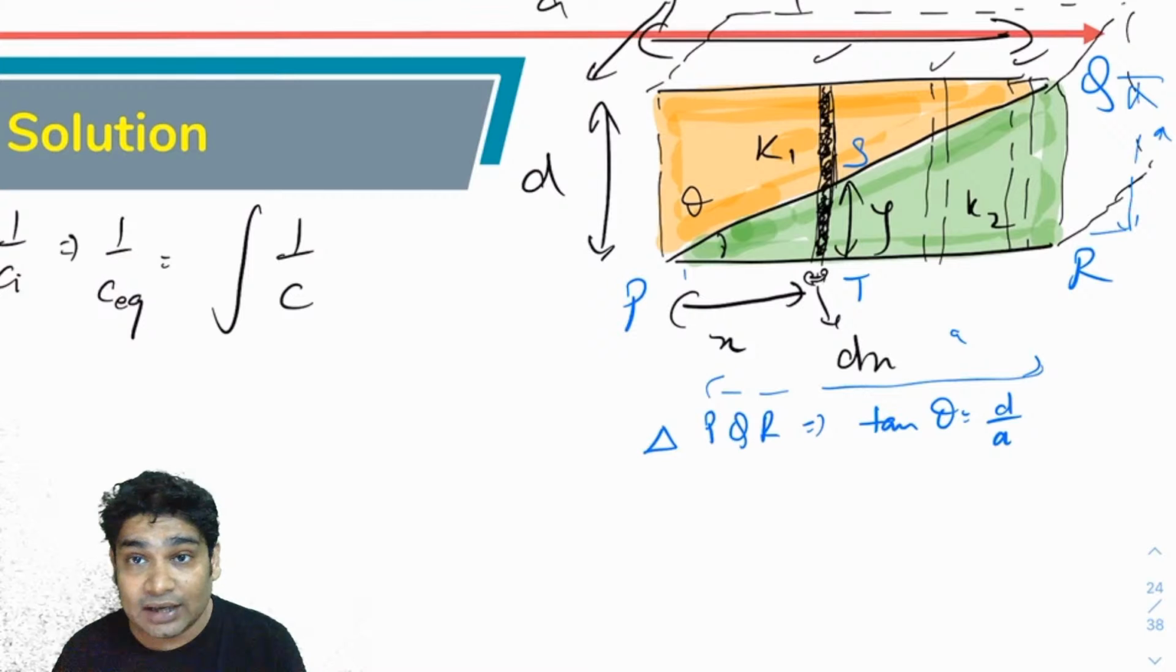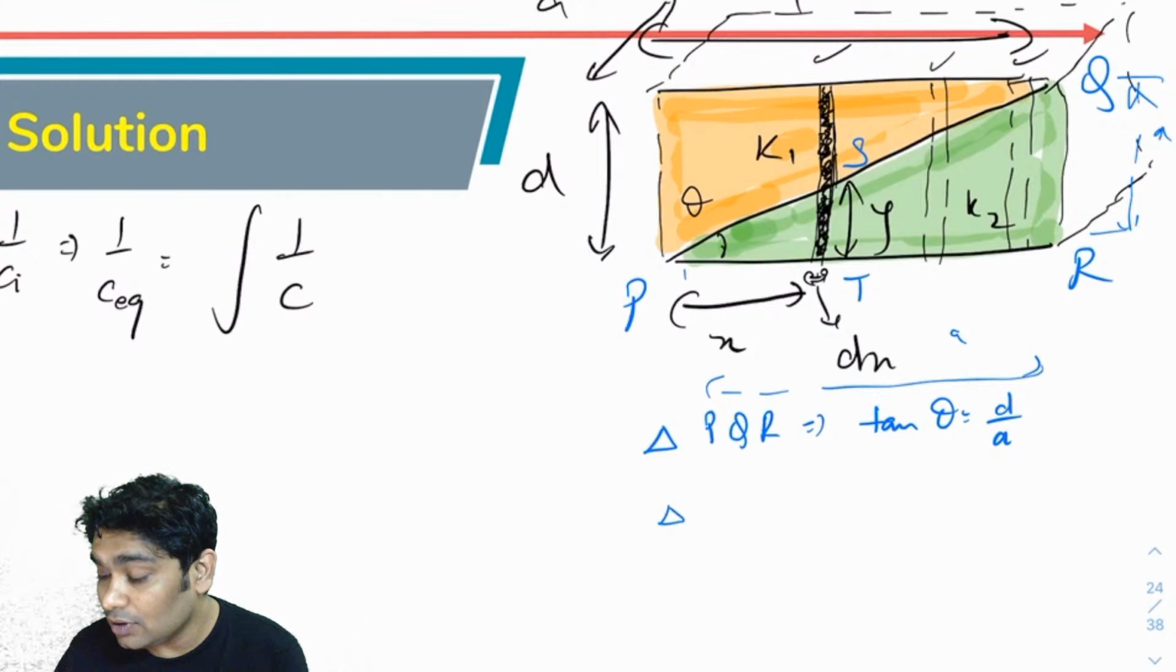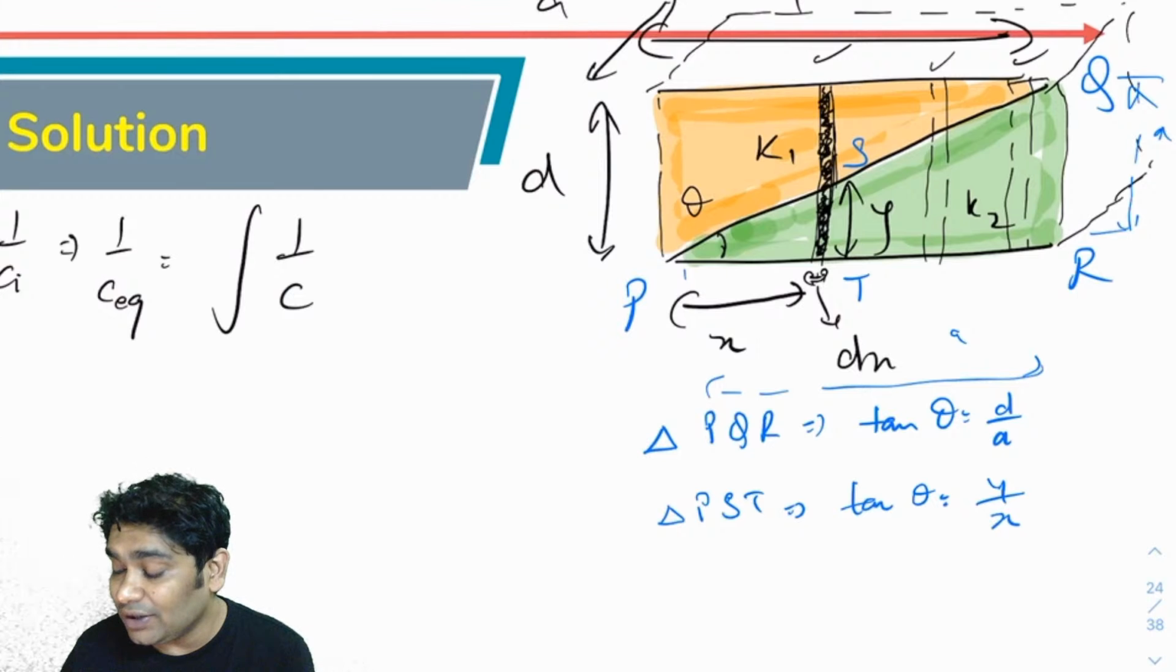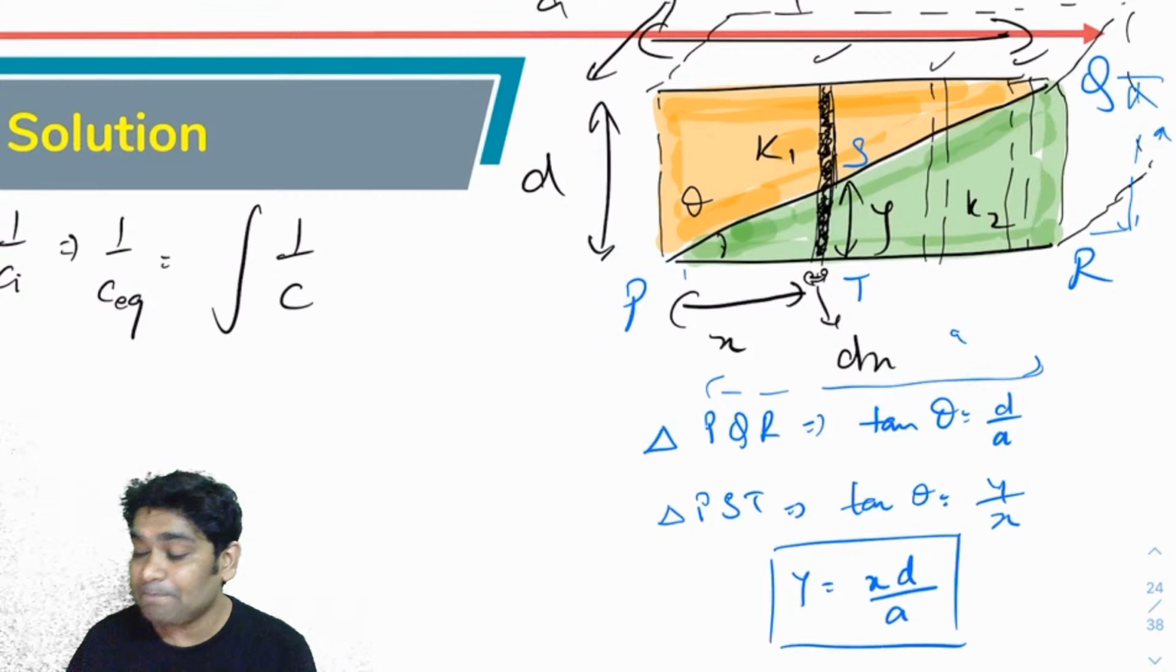Now if you look at triangle PST, what do you see? You see tan theta equals y over x. So from the two equations, I can say y equals x d over a. Alright.